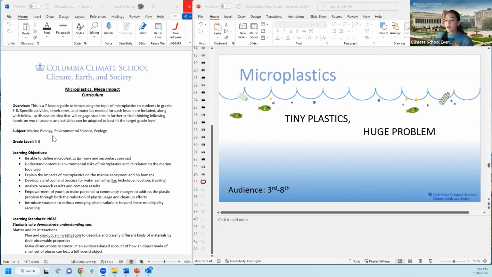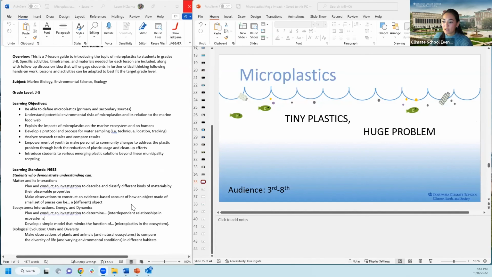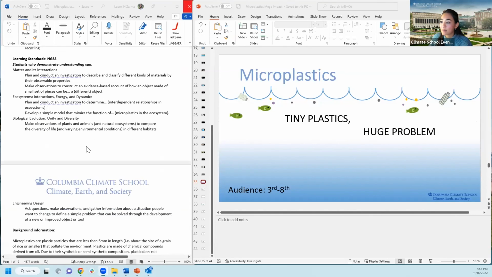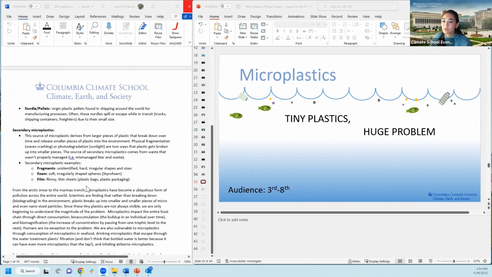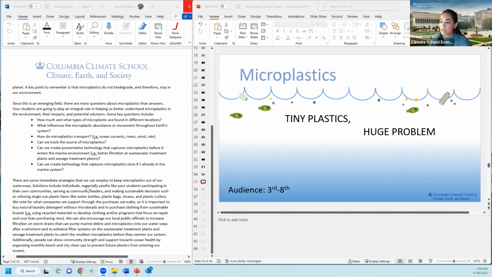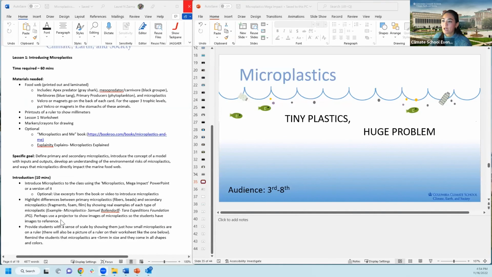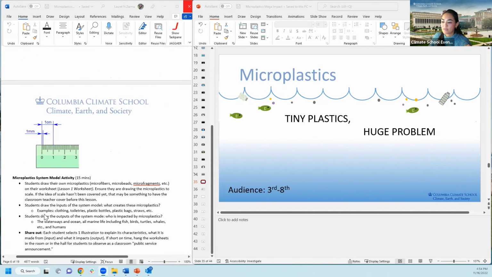This curriculum really cross-cuts the subjects of marine biology, environmental science, and ecology. We have learning objectives outlined here, and it's matched to the Next Generation Science Standards, which are closely aligned to the New York State science learning standards if you're in New York. There's nice background information if you'd like to review any of the information that Bejan and I shared today. Then it goes to additional resources, and of course the lesson outline, which tells you materials needed, goals, and how to run each of the activities.